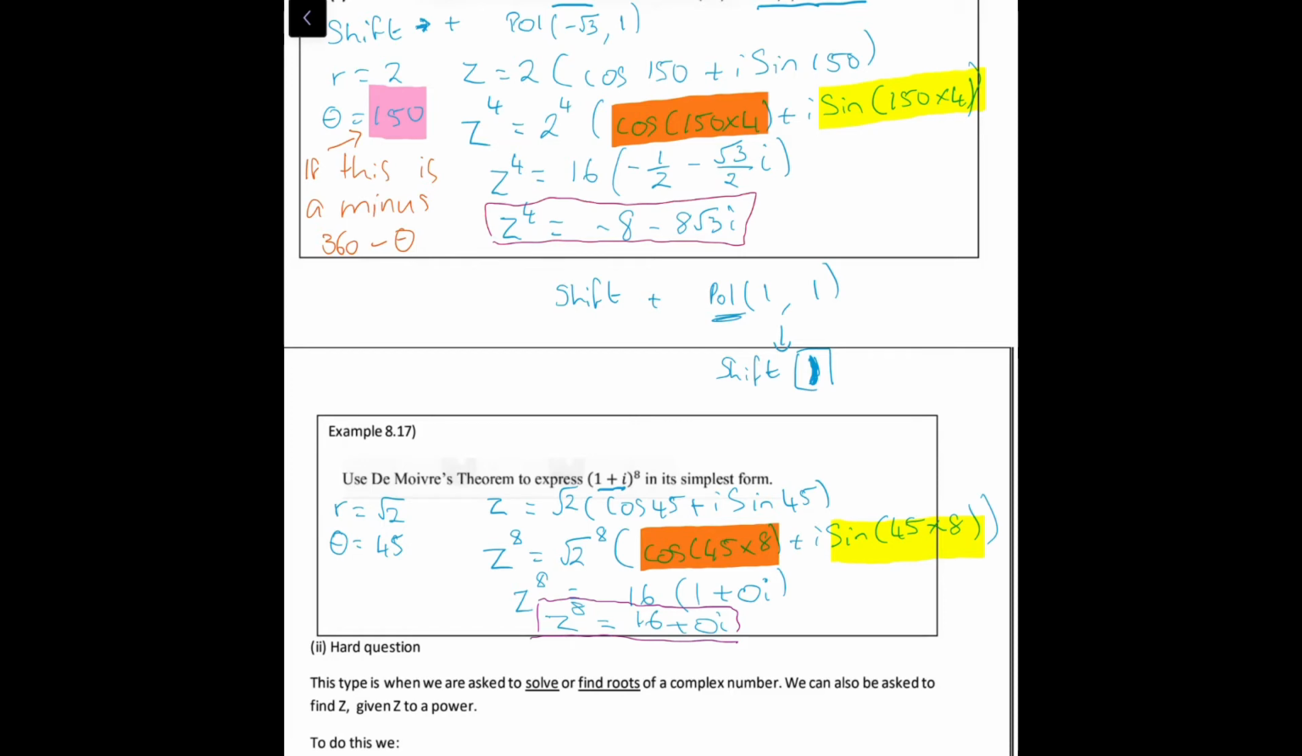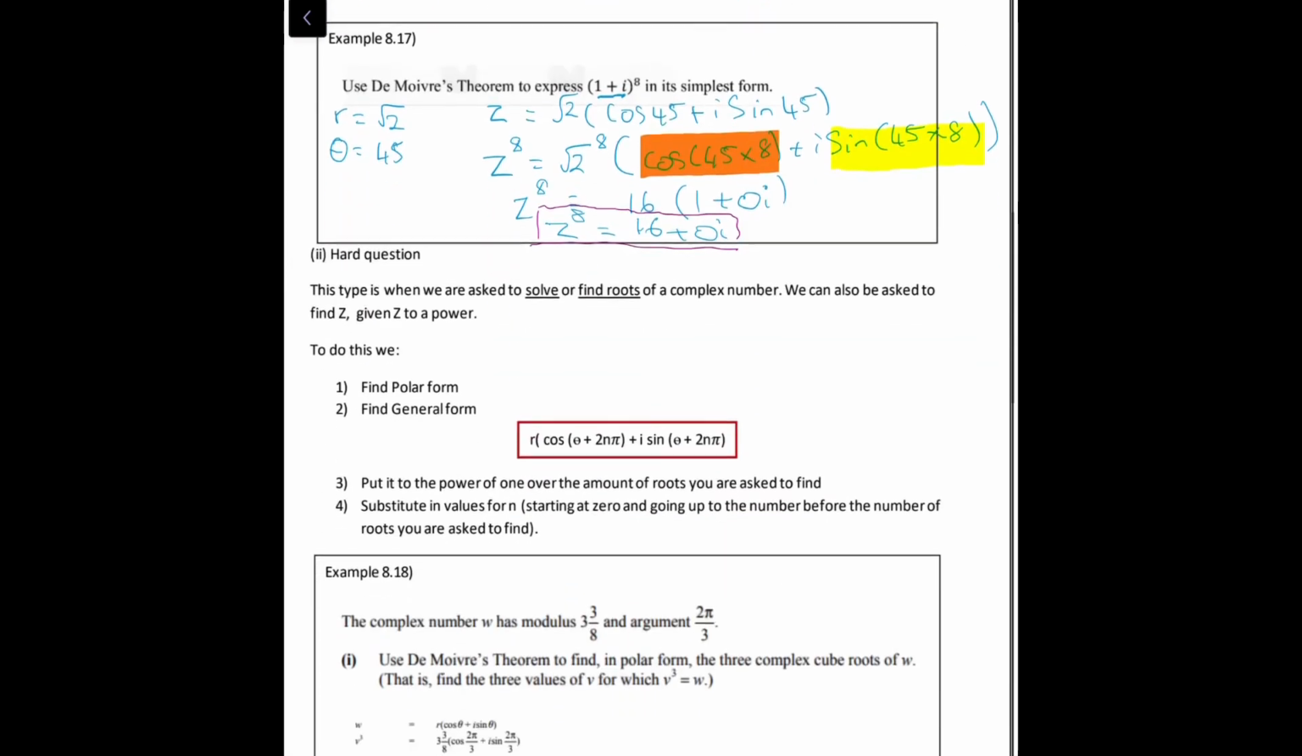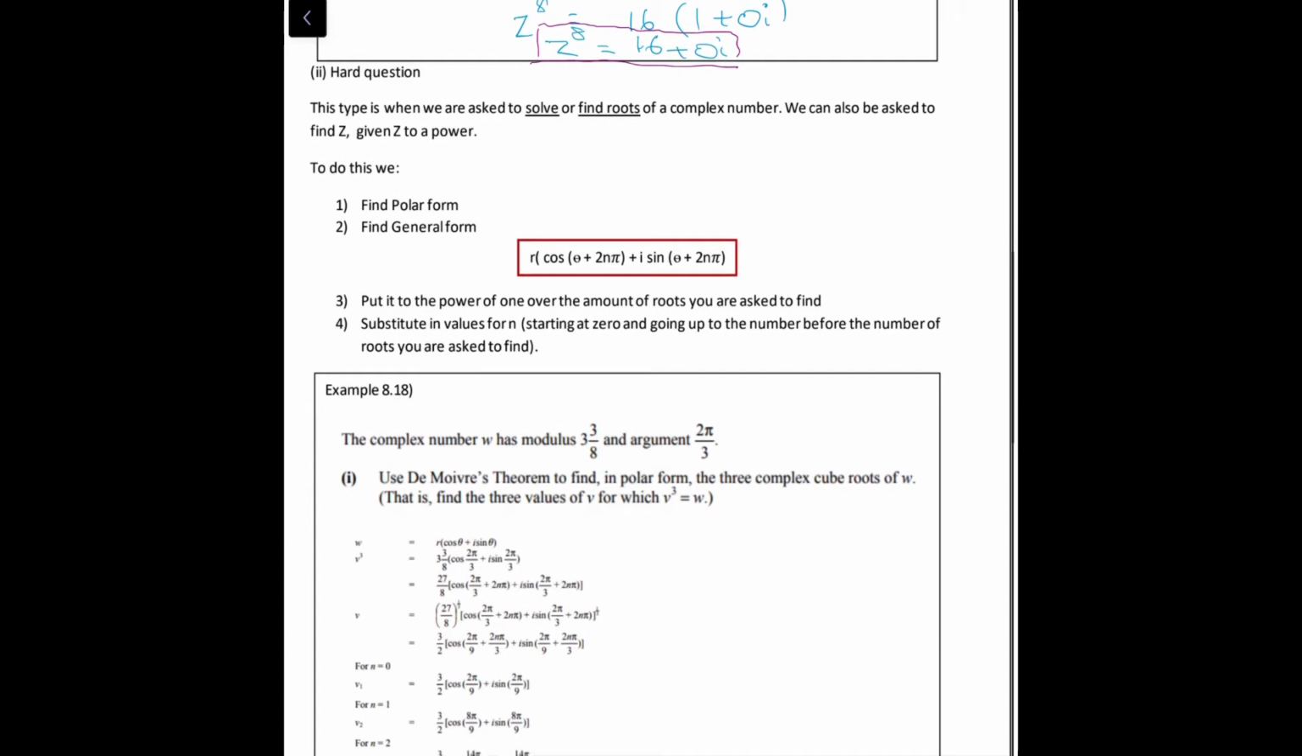So now that we've done the easy questions, let's take a look now at the more difficult questions. So this is a harder type of question. This type is when we are asked to solve or to find roots of a complex number. We can also be asked to find z given z to a power.